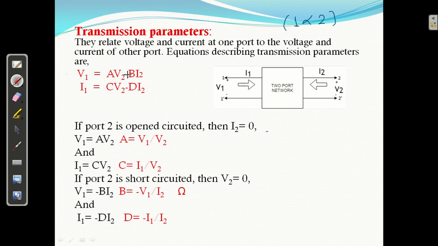But याद रखना यहाँ पर दोनों जगह प्लस साइन था, यहाँ माइनस साइन आएगा. Z parameter plus sign was there. In Y parameter it was a plus sign, but here it is a minus sign. Be careful about it. इसमें ही सिर्फ माइनस आता है, याद रखना.